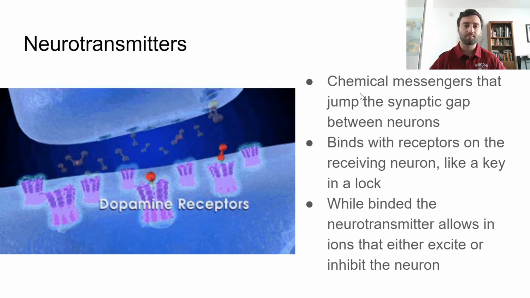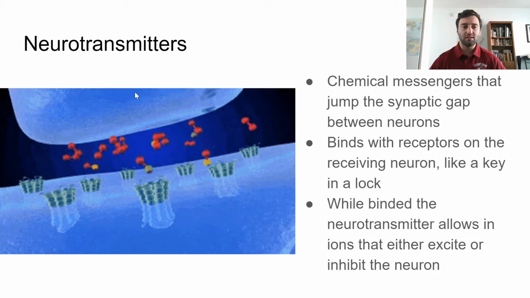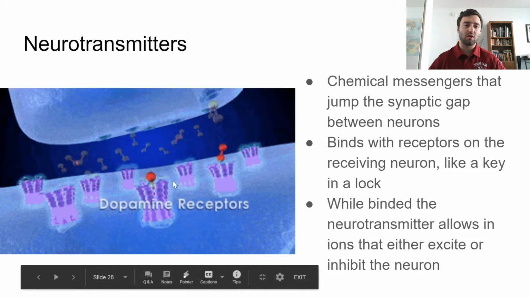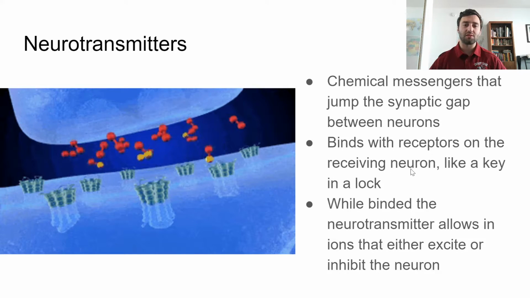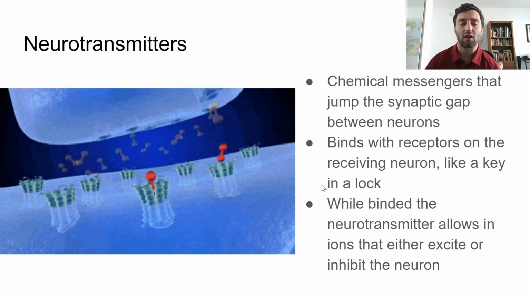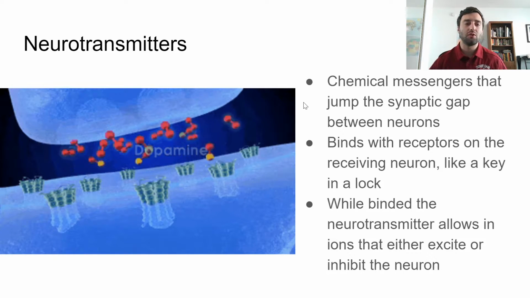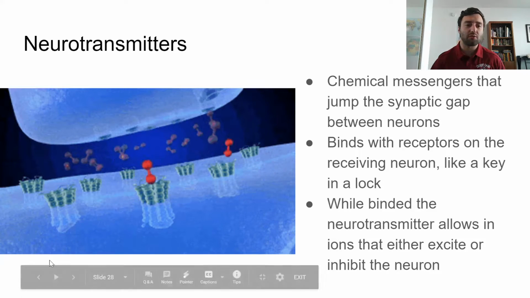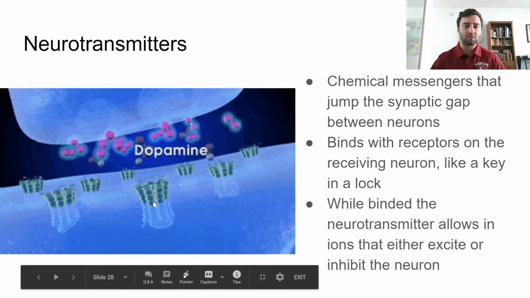They're chemicals. They're going to be released, jump this little gap, and then bind with a receptor on the other end. What's really important is that these receptors only fit certain neurotransmitters. They bind like a key in a lock. You can't just use your key on any door. You can only use certain keys on certain doors, and that's really important. So there's a whole bunch of different receptors that receive and bind with different neurotransmitters.